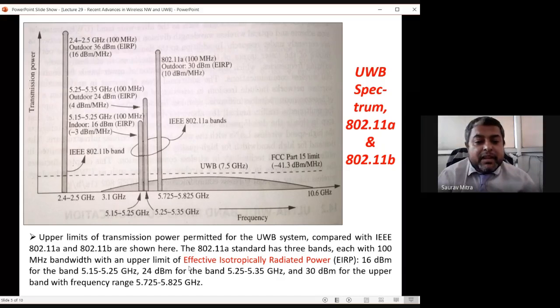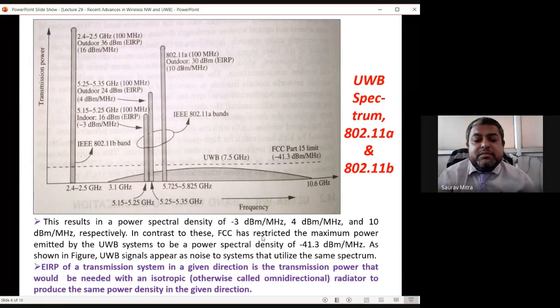We can find that. So it is written here that the effective isotropically radiated power is 16 dBm, 24 dBm, and 30 dBm for upper bandwidth frequency range of 5.725. So these three EIRPs are explained. This EIRP is explained. So all these details you have to produce if this is asked in the exam. And what is the EIRP of UWB? It is very less. Okay. And next slide, another thing. So this mainly you have to understand and remember the details and specifications of every channel.